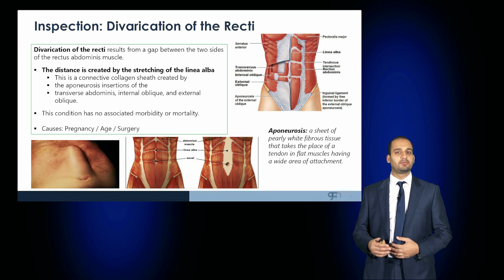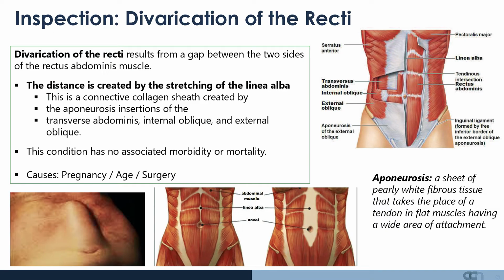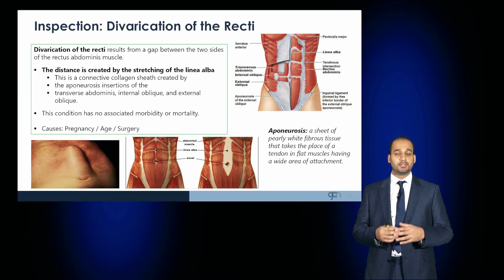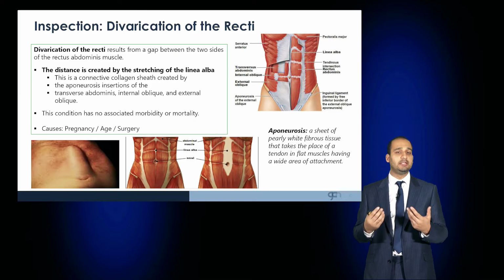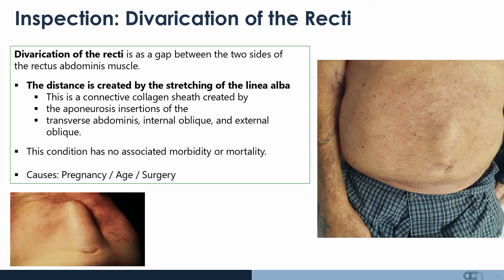Another important sign, not to be confused with a hernia, is divarication of the recti. Divarication of the recti results from a gap between the two sides of the rectus abdominis muscles in the midline. A distance can be created by stretching the linea alba. That's a connective collagen sheath created by the aponeurosis insertions of the transverse abdominis, internal and external oblique muscles. So stretch caused by obesity, increasing age, surgery or pregnancy can allow protrusion of contents through the midline, and that would appear as a small cigar shape when the patient increases the intra-abdominal pressure.